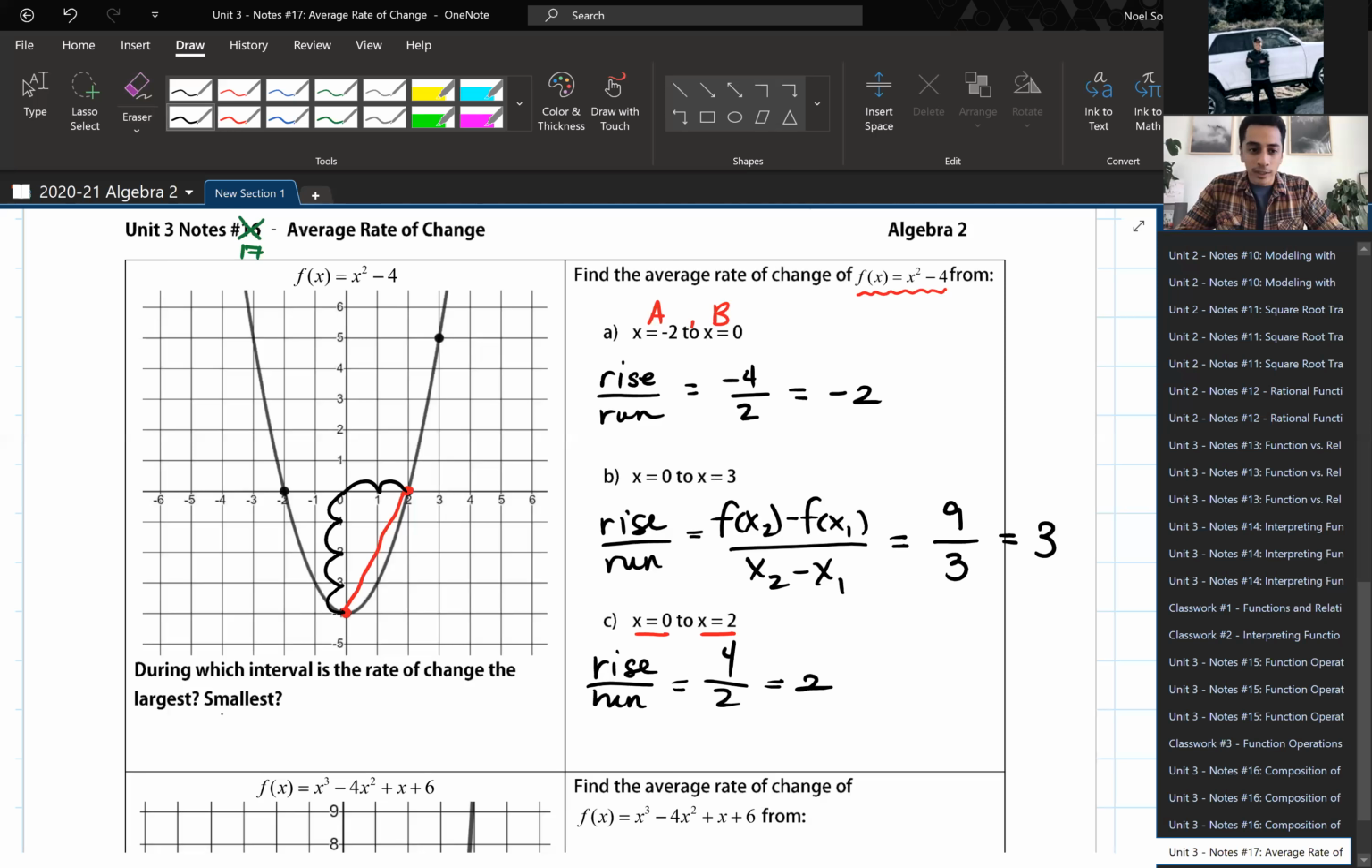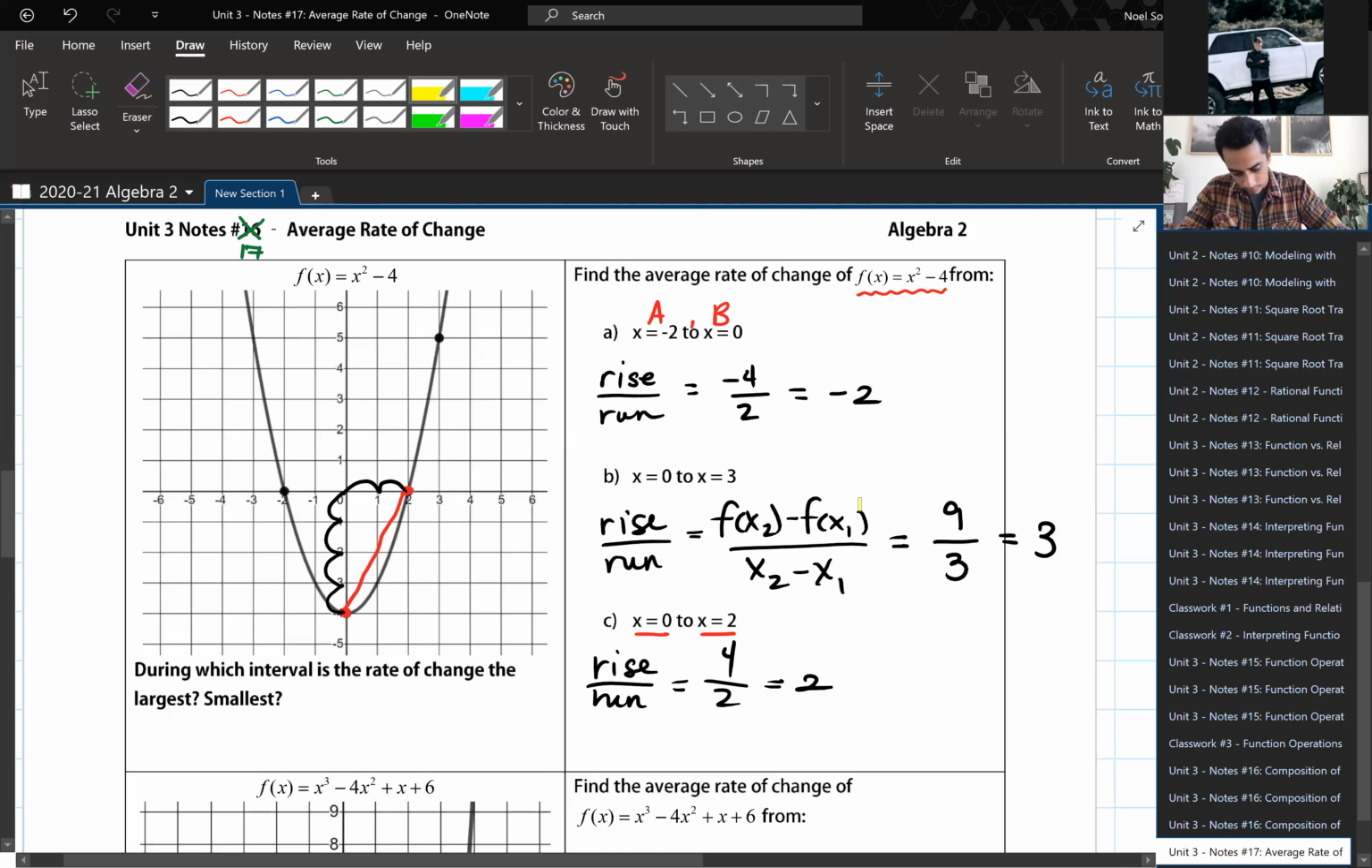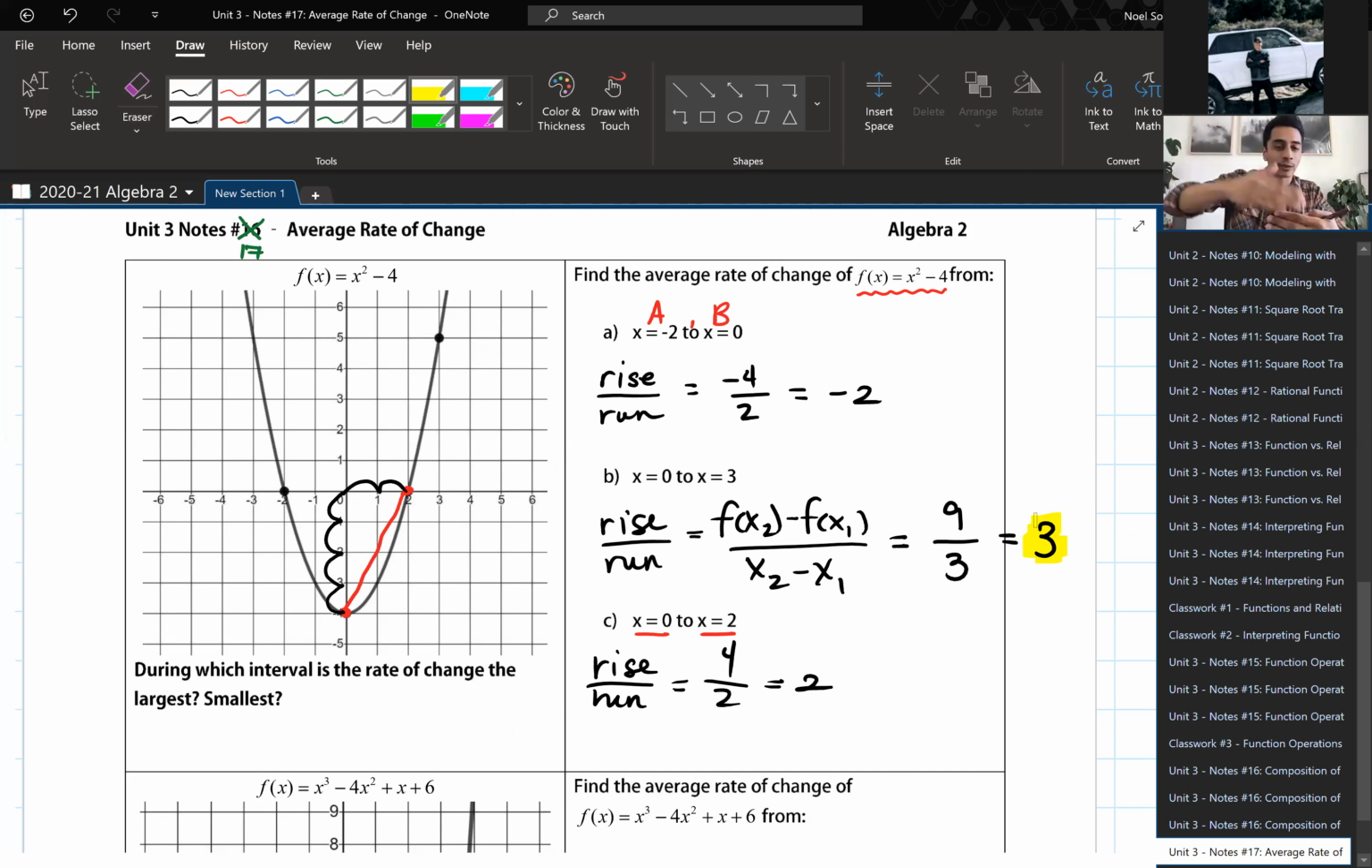Okay, so speaking of which, which interval has the largest rate of change? You guys mentioned, which interval would that be? We have 3 options. It goes from -2 to 0, from 0 to 3, or from 0 to 2. All right, so B. Part B, it looks like that interval had the largest rate of change. How do we know? That's the largest slope. So that means the average rate of change was the greatest between that interval.